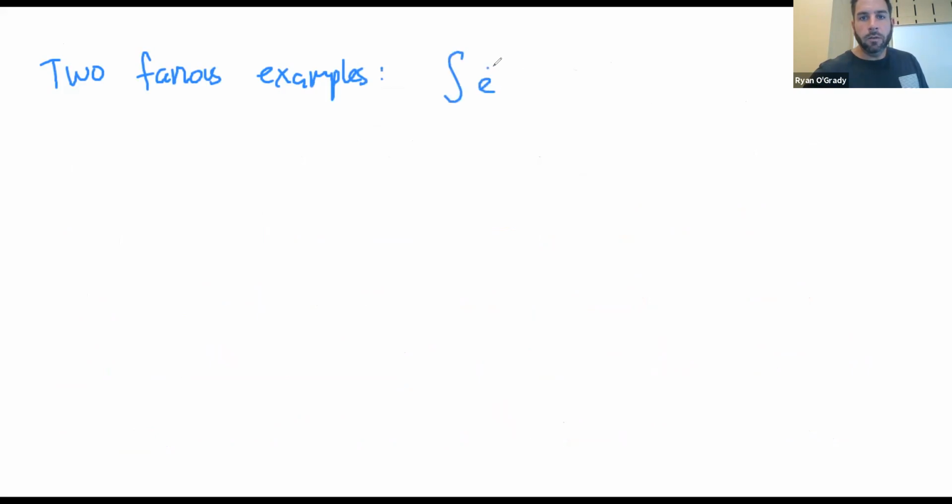So here are two famous examples. The first one is e to the power minus x squared. And another one is, say, the integral of sine of x over x.